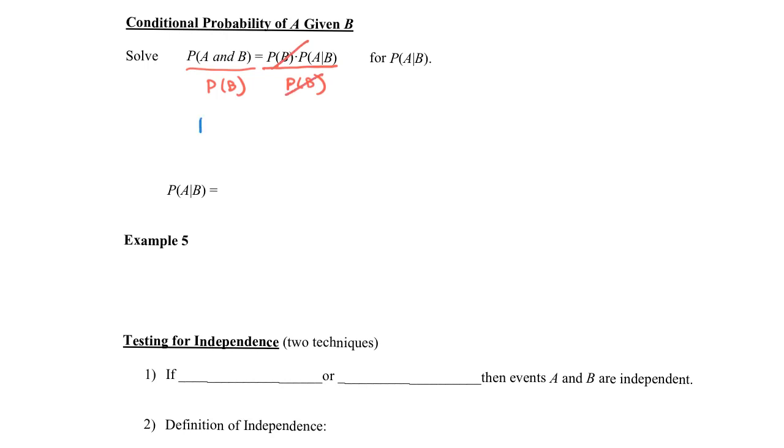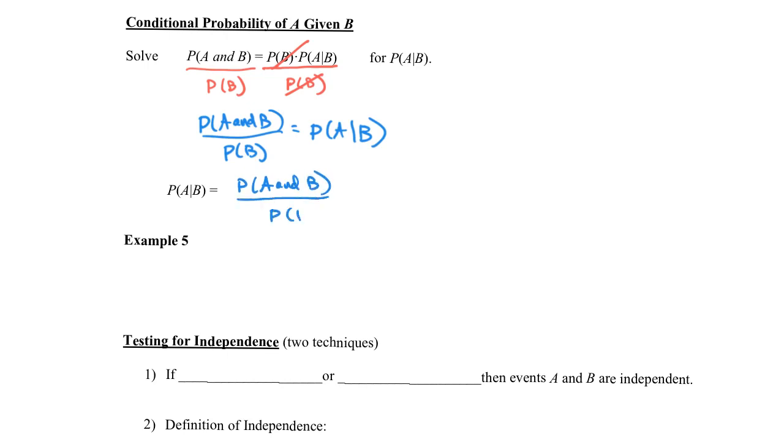and that would leave us with the probability of A and B over the probability of B equals the probability of A given B. Right? And that's what we were looking for. So I guess we could just reverse this and write the probability of A given B is equal to the probability of A and B over the probability of B.